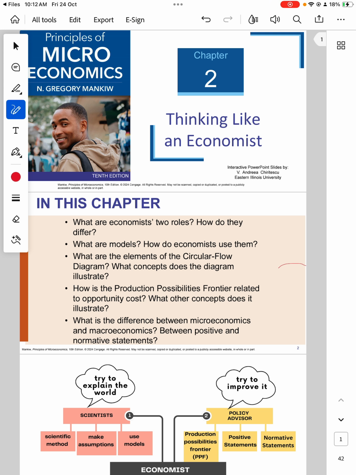We are going to discuss our chapter 2, which is thinking like an economist. How are we going to think like economists? Of course, some of you might think that as economists we need to make a profit, we need to make revenue, we need to make money. Of course, but there is another thing that we need to consider if we are thinking like economists, right?